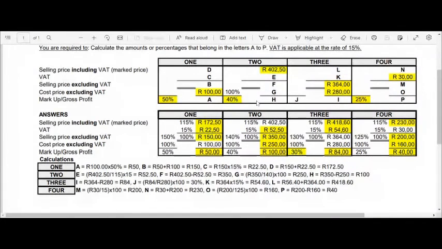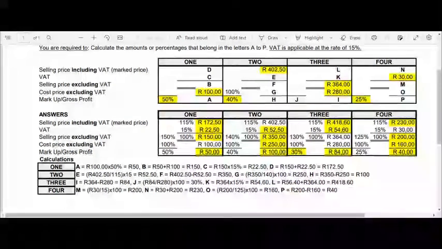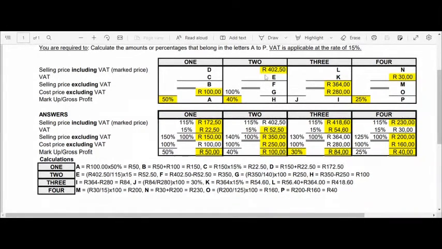Now it becomes a little bit more difficult, so we'll have to work our way backwards, ladies and gents. Here they give us a markup percentage of 40%, and they give us the selling price, including the value added tax, as 402 rands 50. Now let's apply the angel principle.